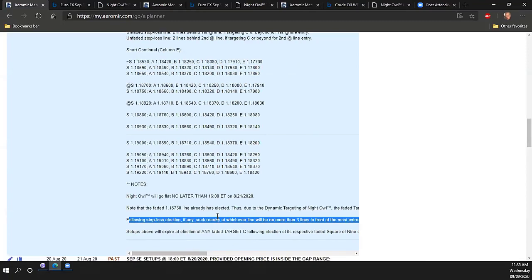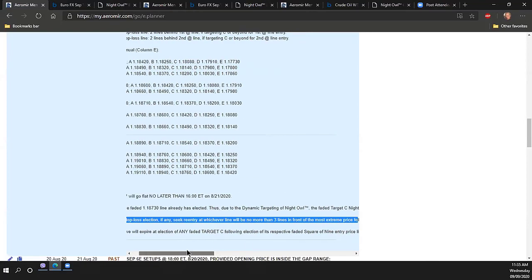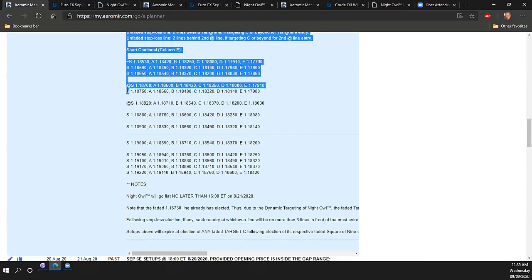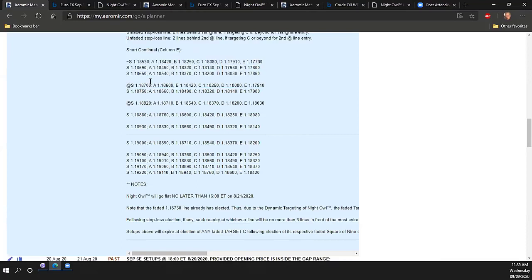Okay, following a stop loss election, seek your re-entry no more than 3 lines in front of the most extreme price. Well, the most extreme price, 1888. 3 lines in front is 1870. 2 lines, if you're a little more aggressive, 1875. Take your entry on one of those 2. Do not fade. I do not fade stop entries. I only fade limit entries. So your entry would either be 1875 or 1870, depending on whether you're more aggressive or a little more cautious.